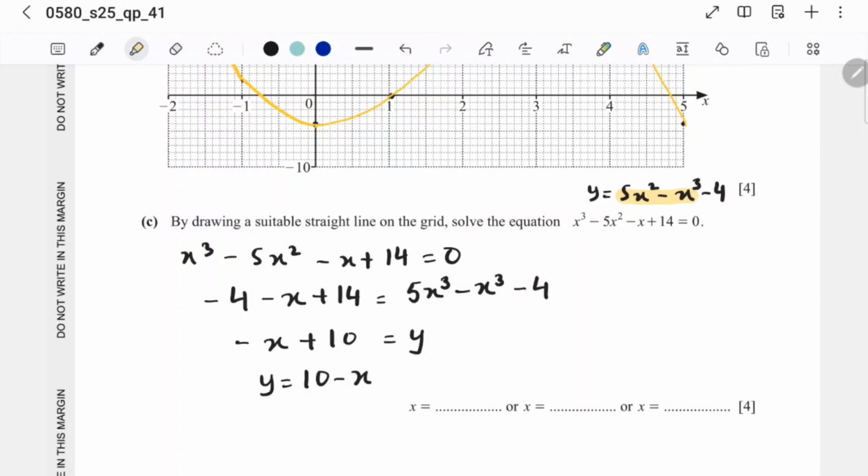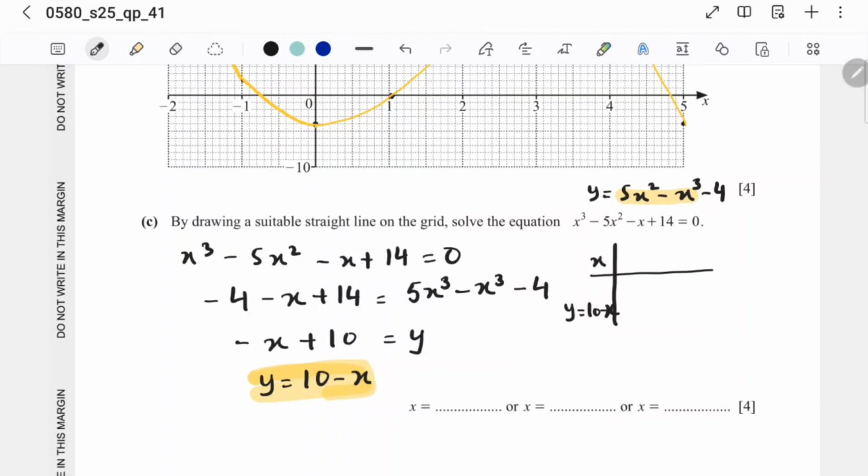So this is the equation. You have to plot the straight line, and then find out the point of intersection between the straight line and the curve. Okay, so y is equal to 10 minus x. I suppose some values from the graph, from minus 2 to 5, it's given.